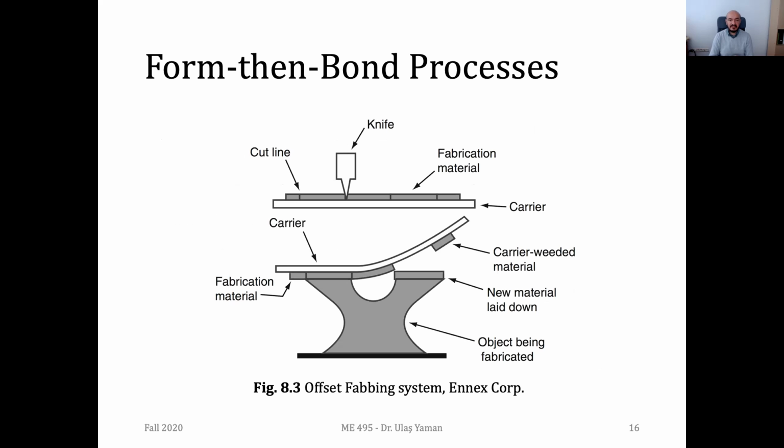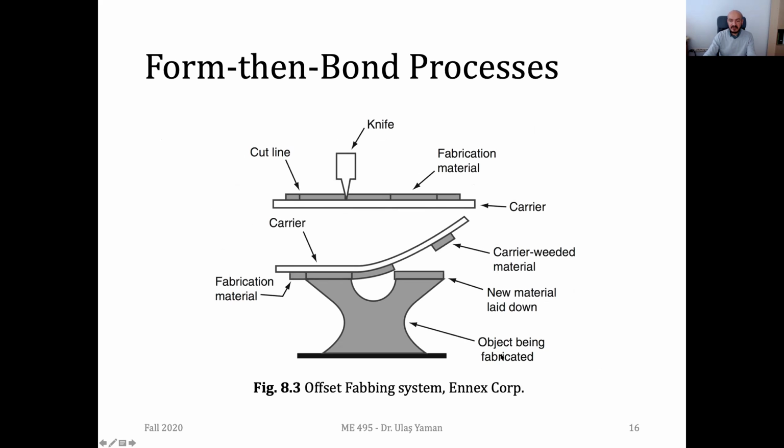Now I will show you a schematic. This is the carrier, and it has a kind of an adhesive on this side, and this is the raw material, sheet material. With the help of the knife, they are cutting through the contour, and after the forming operation is completed, they turn it upside down and put it on the fabricated part.